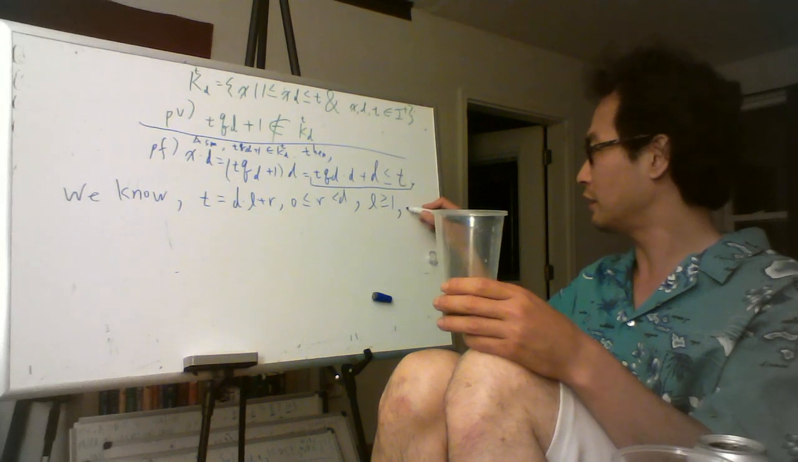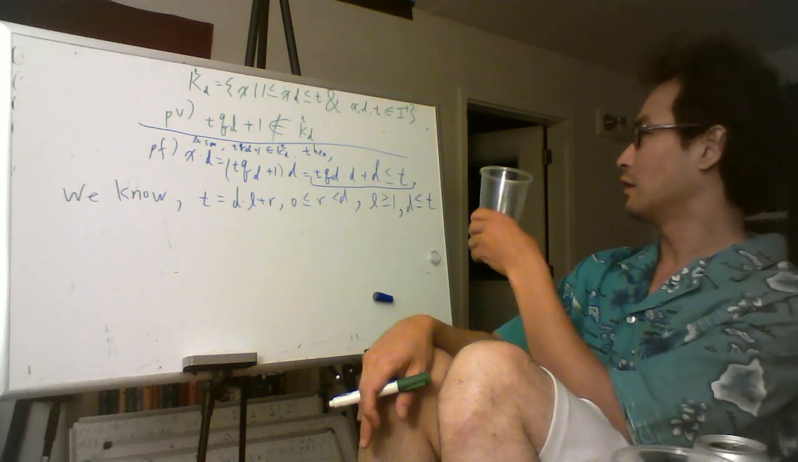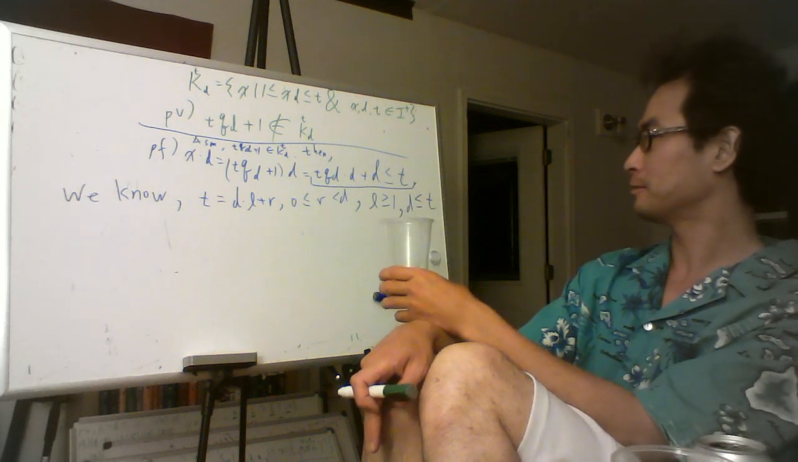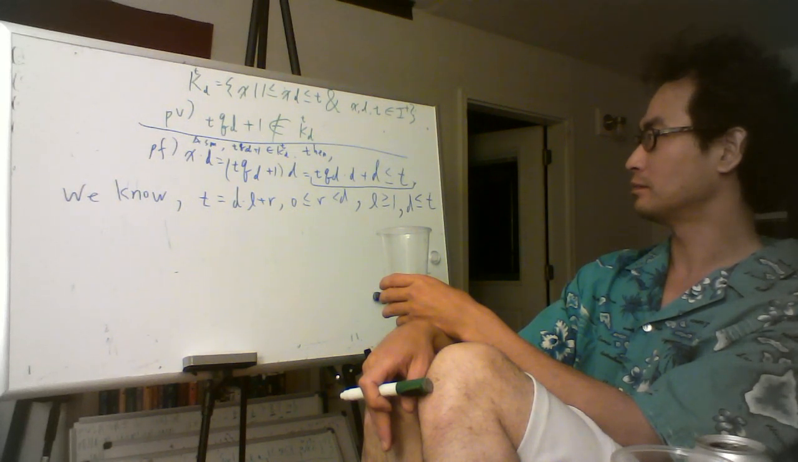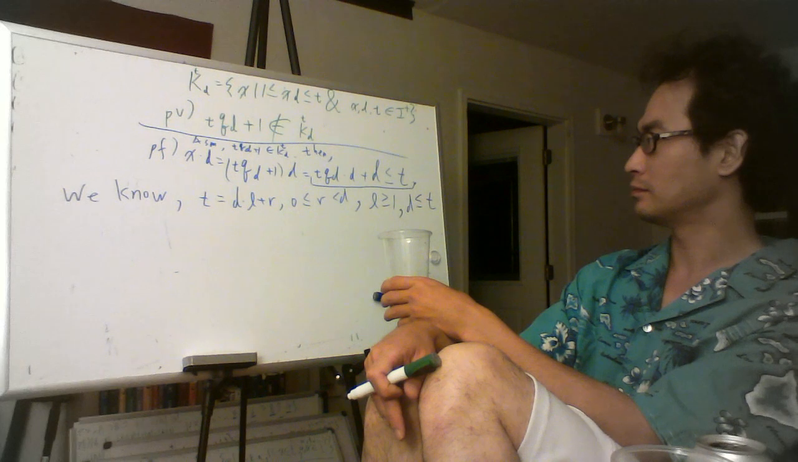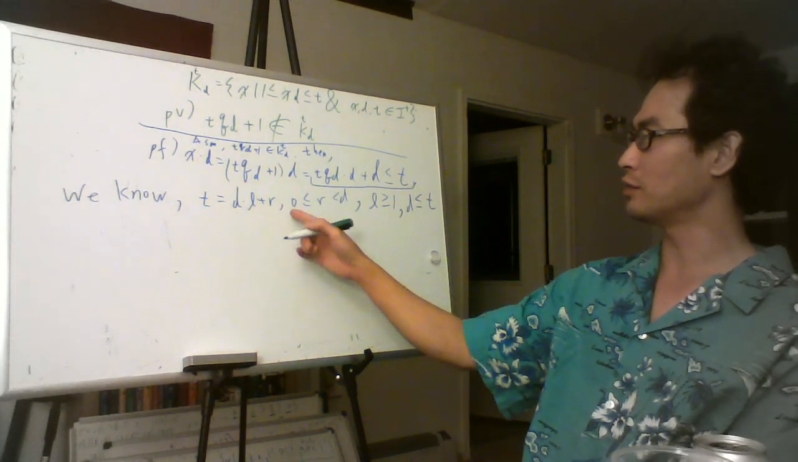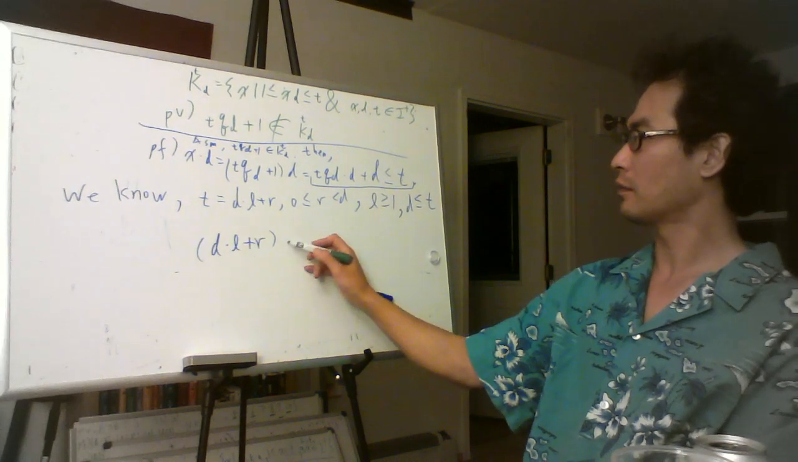We know that D, T, okay, so, okay, how about this guy? Let's do something like row algebra, okay? So, D times L plus R. So, D, L plus R, Q, D.